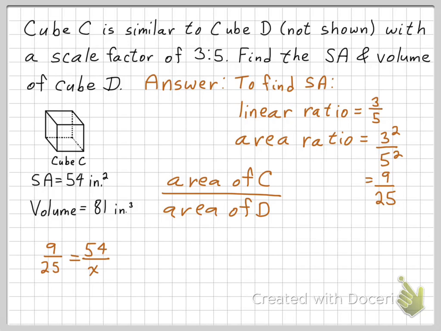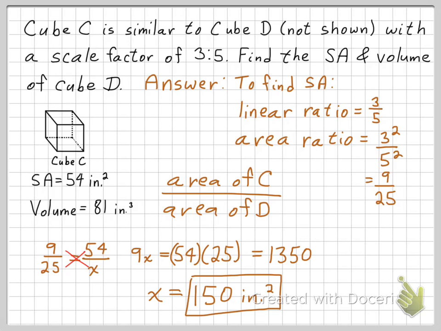We have a proportion, and then to solve the proportion, you cross multiply and get 9x is equal to 54 times 25, or 9x is equal to 1350. You divide both sides by 9, and you get x is equal to 150 square inches. Okay, 150 square inches.